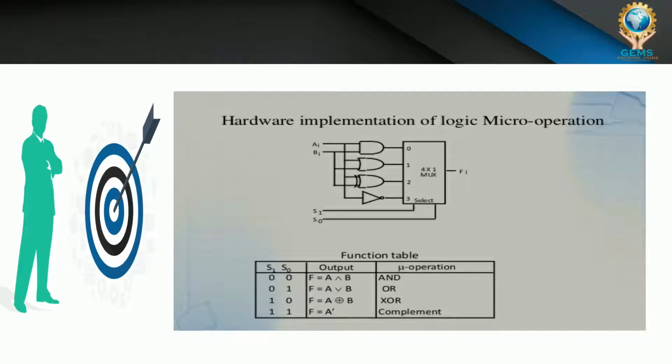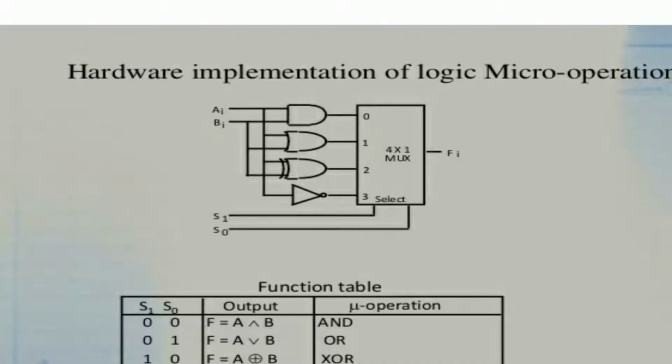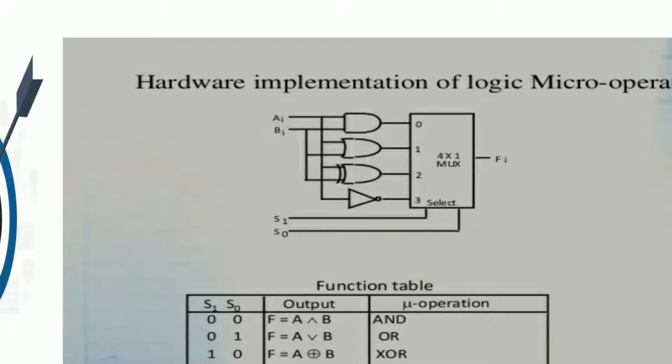Hardware implementation of the logical micro operation: when will the AND operation be performed, or the OR operation, or the XOR operation, or the complement, which is also called negation? All these operations take place based on the selection lines. Look at the diagram. This is the multiplexer. A 4x1 multiplexer is given here, with 2 selection lines and 1 output.